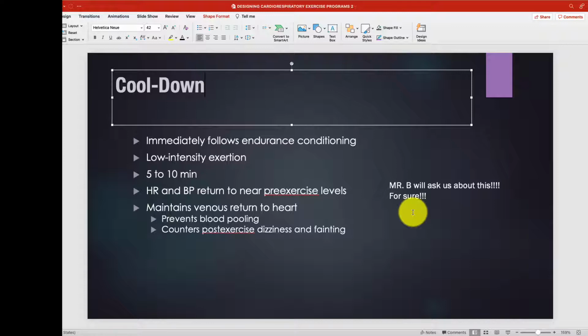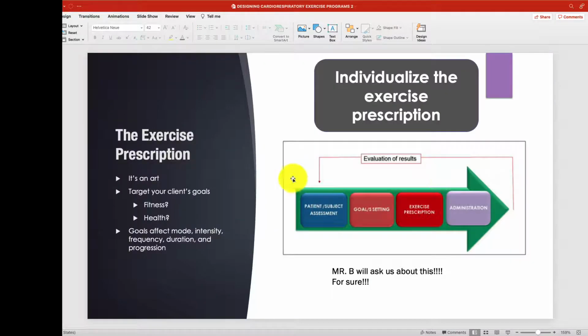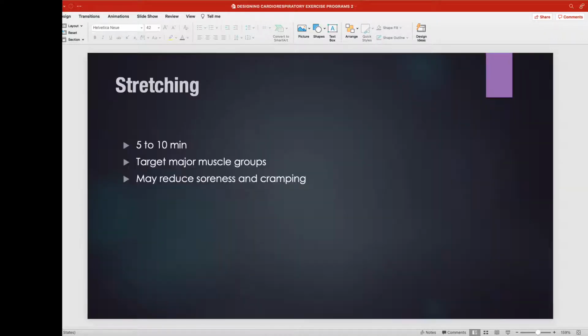Okay. So we're going to start creating the programming now, and that's going to include not only the assessment. We spent a lot of time doing the assessment. We're also going to talk about goals. We're also going to have you guys prescribe and then tell me how you would reassess and why. So this is going to be the task for your last two exams. Okay. And then stretching, you guys can read that. I'm not going to read that for you guys.